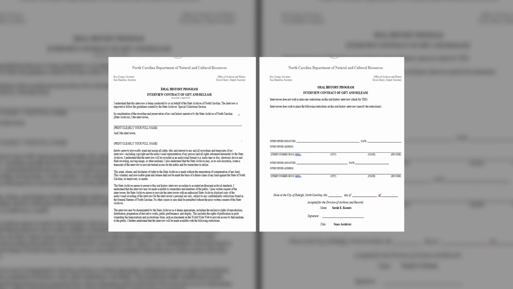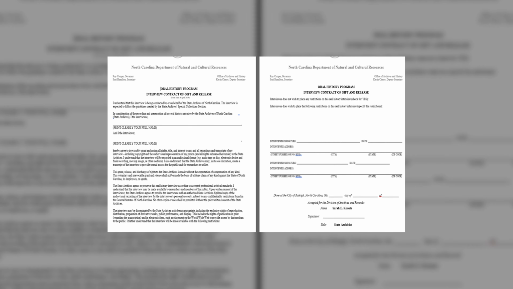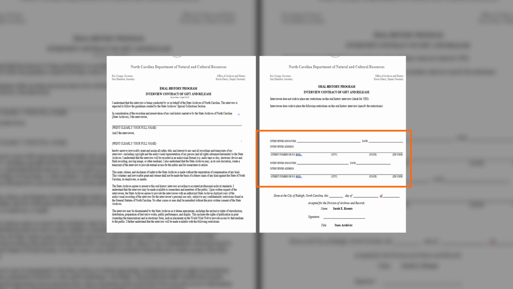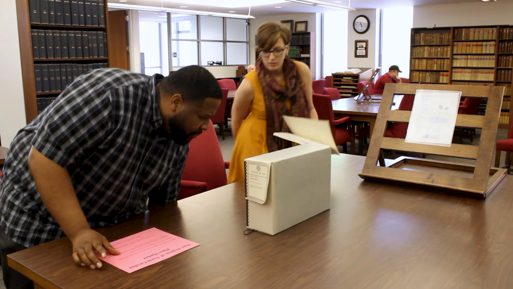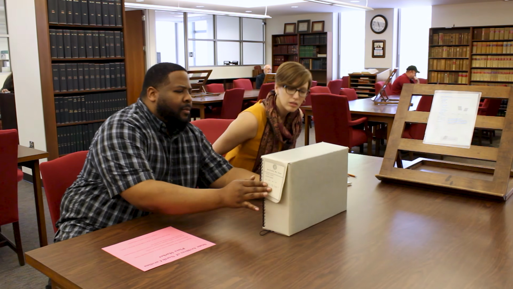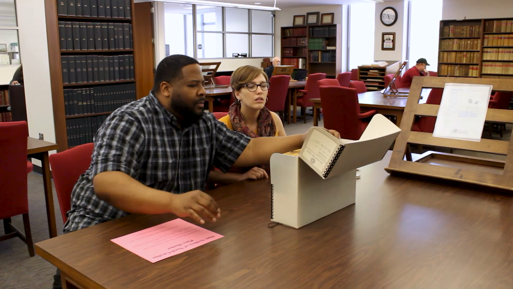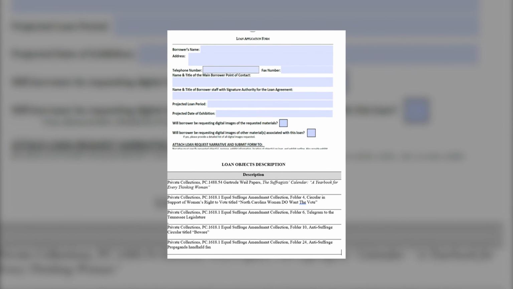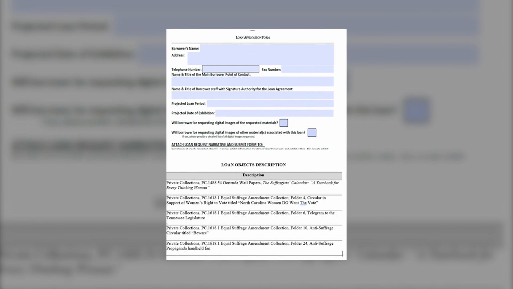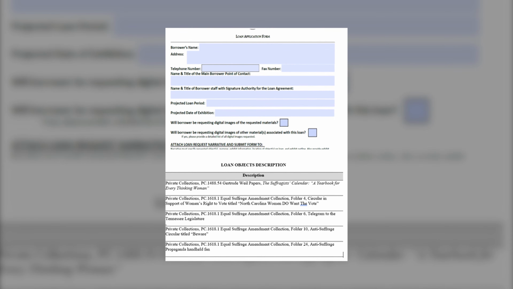Some deeds of gift are for types of donations requiring extra information. For example, a deed of gift for an oral history should include signatures from the interviewee and the person doing the interview. If anyone needs to borrow your collection materials, a loan form can be an important document to use. A loan form outlines the terms that a person or another institution must abide by when borrowing your archival materials for exhibition, digitization, or consultation.